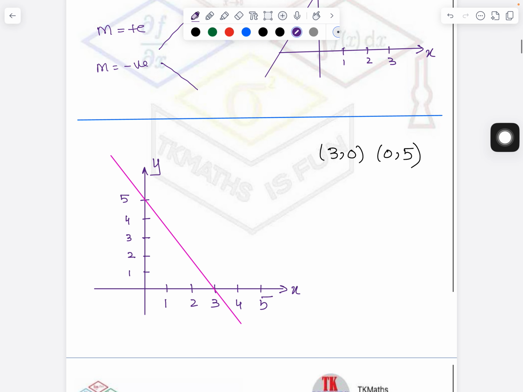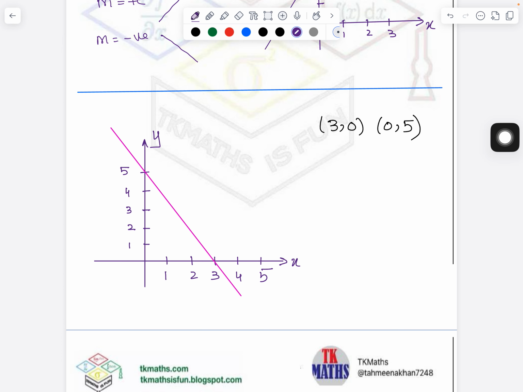Now let's see, if the line is given to you, then how do you find the equation of the line? So you will pick up 2 points from the graph, which I have already written for you here. This point is 3, 0 and this is 0, 5. So when the line is given to you in the graph, you can pick up any point which is readable. It's not necessary that the point is always on the x-axis and y-axis.